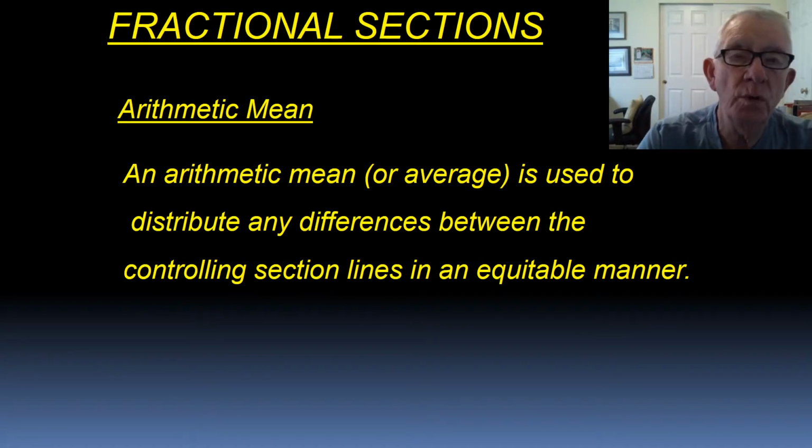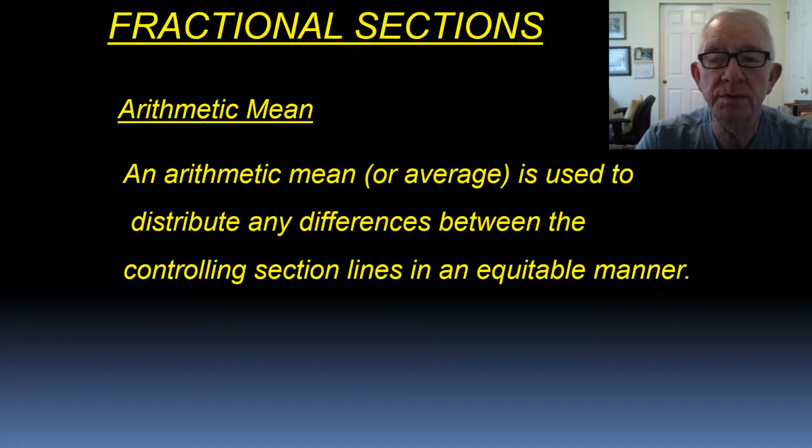First of all, when we talk about the arithmetic mean, it's simply the mean or the average used to distribute the distance between the controlling section lines in an equitable manner. I have a graphic of this, and I will explain it further in the next slide.